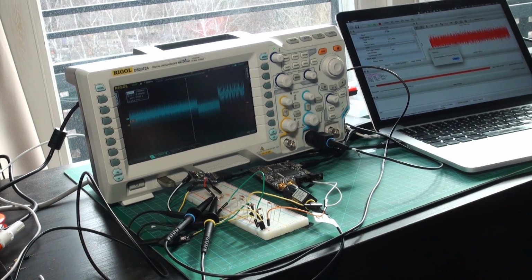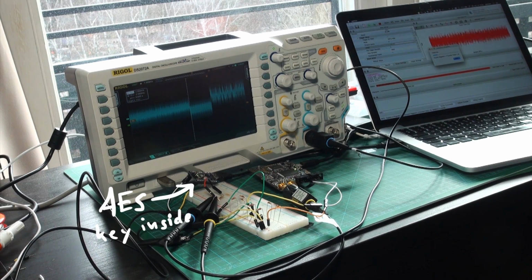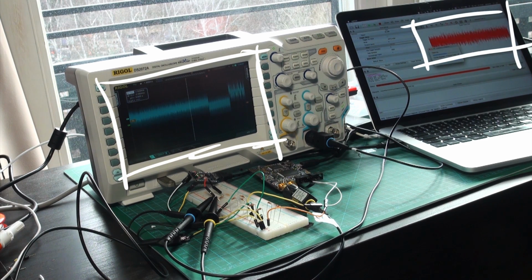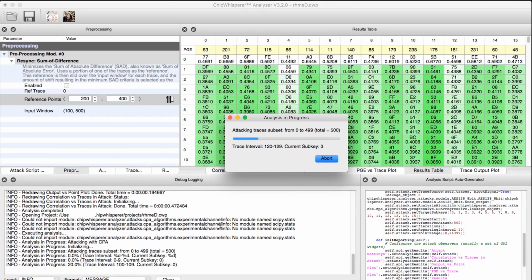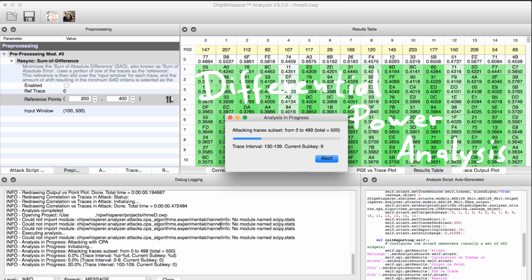In this video, we are going to recover a private crypto key inside the Arduino just by observing its power consumption. We are going to perform a differential power analysis attack on an AES implementation.